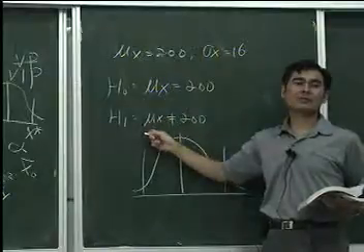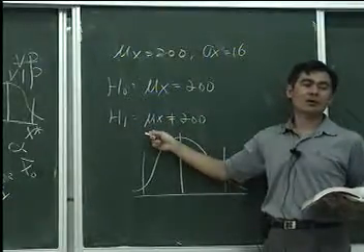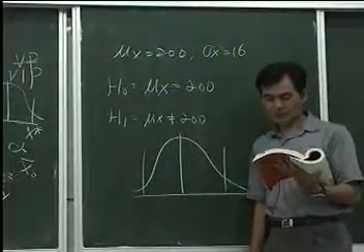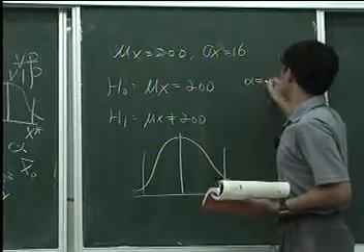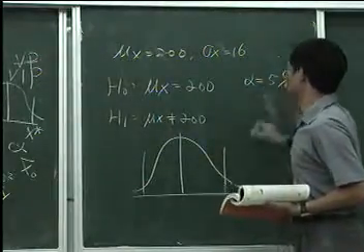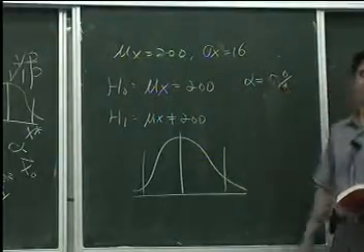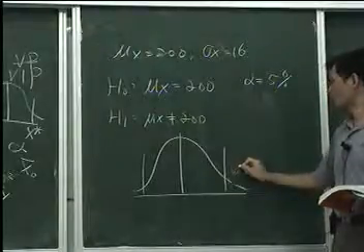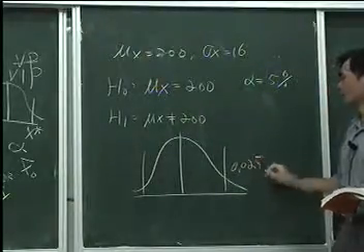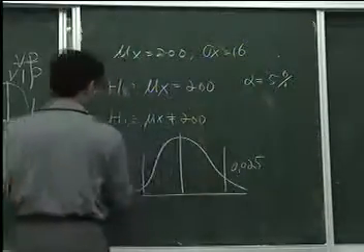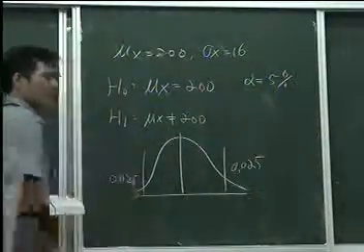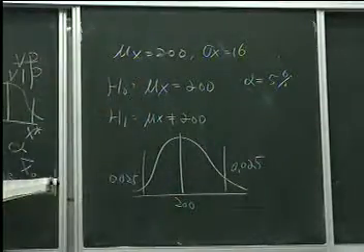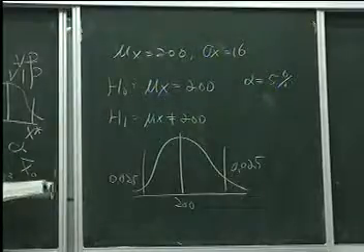And then, after you set this up, what's the second step? The second step is that you have to figure out the significance level. Let us say we use alpha equal to 5%. So in this case, this tail has probability 0.025, and this tail also has probability 0.025. And you want to test whether the mean is equal to 200 or not. So this is what we have.